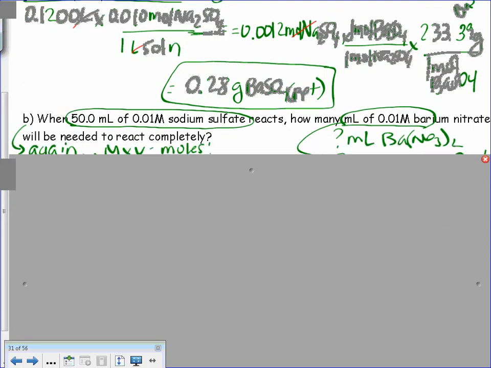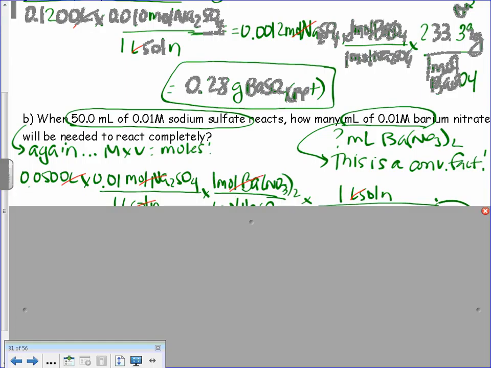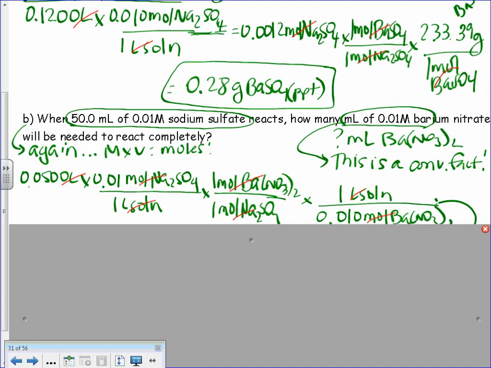It's a little slow. Sorry, I got you here. Okay. So we took our 50 milliliters, and I just moved the decimal up 3 places as 0.05000 with all of our sig figs, right? Liters. And then you're going to multiply that by the molarity, where the molarity is moles per liter.